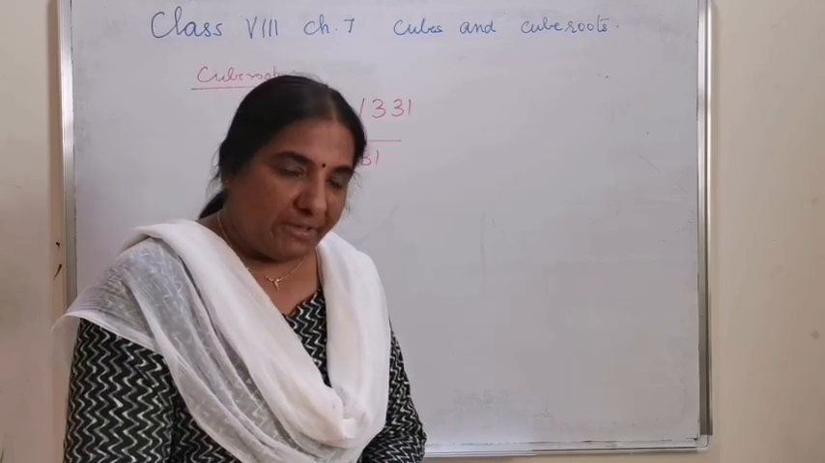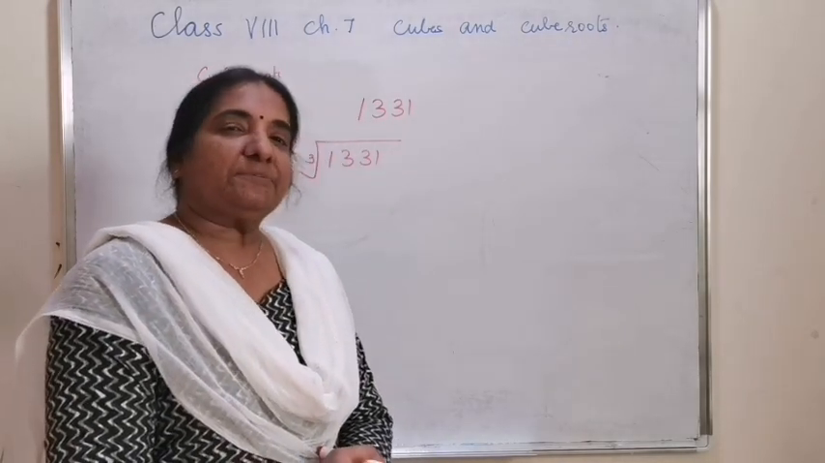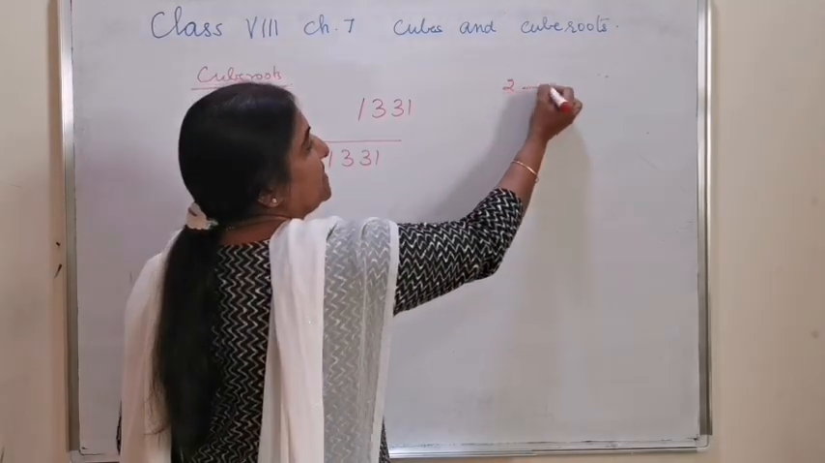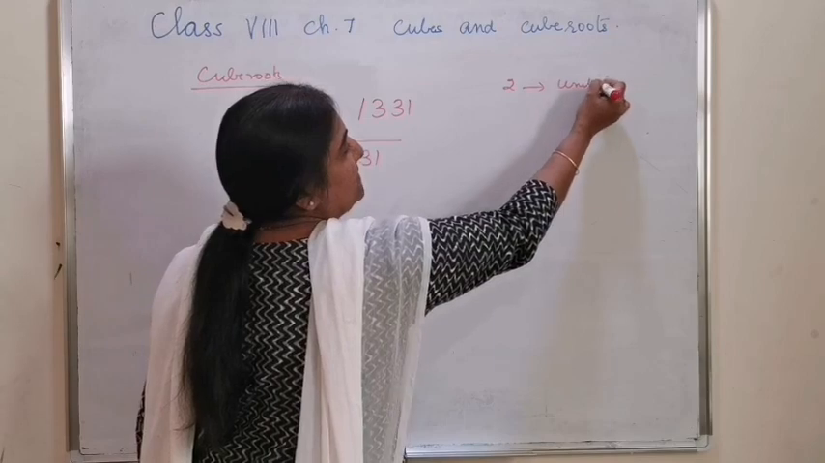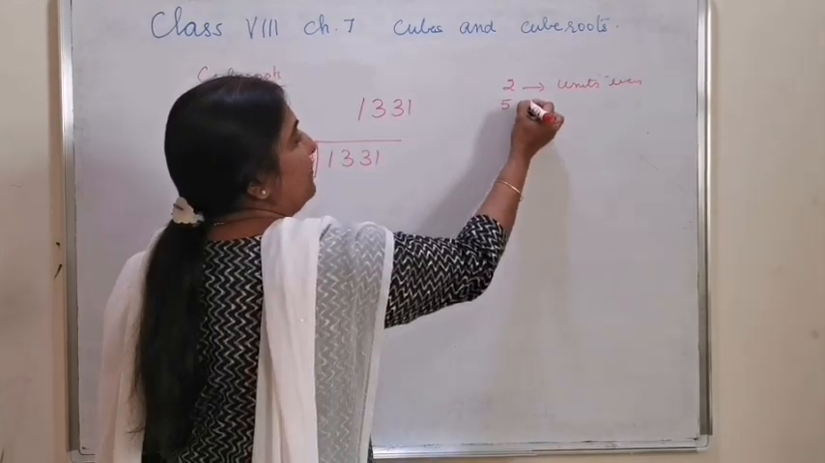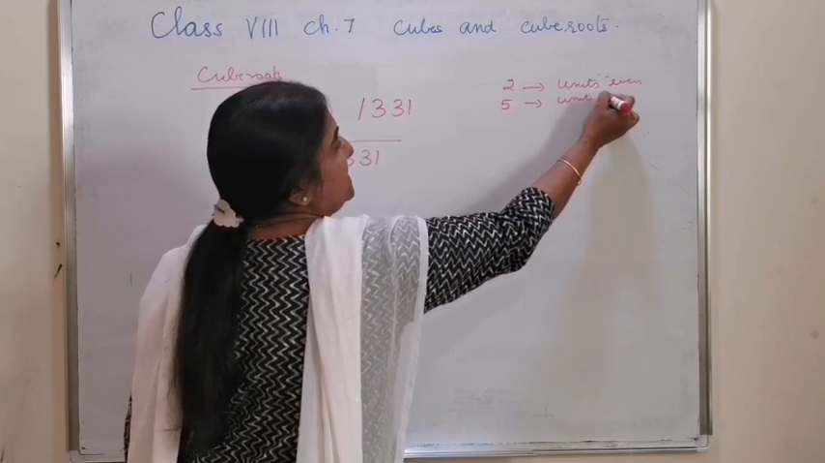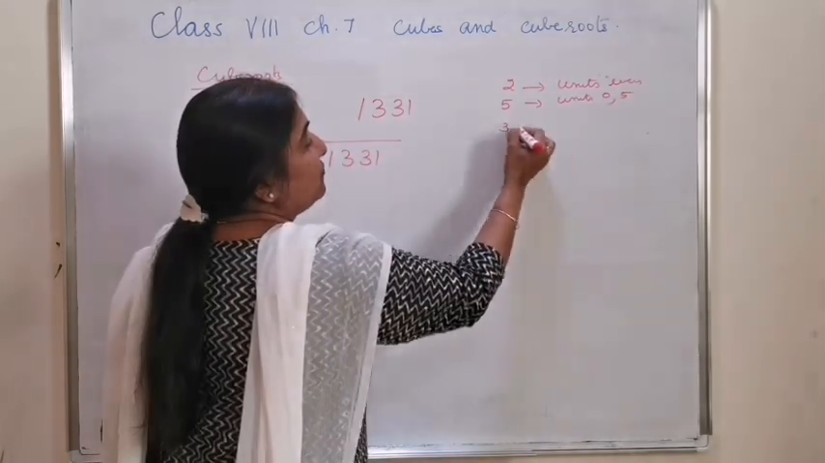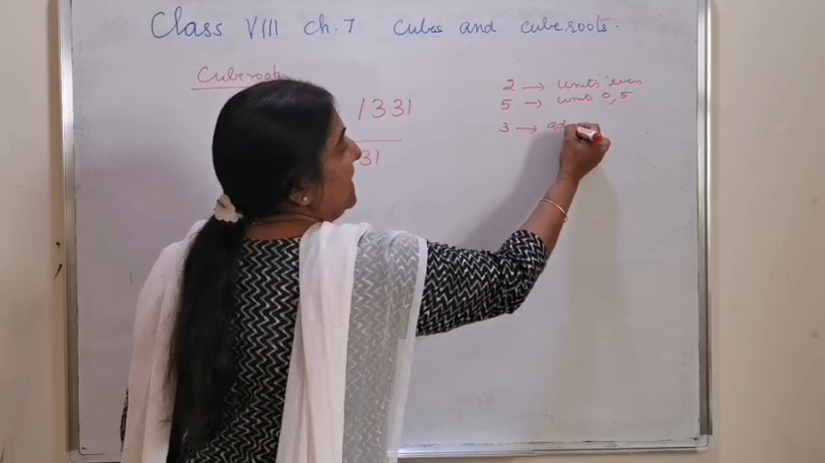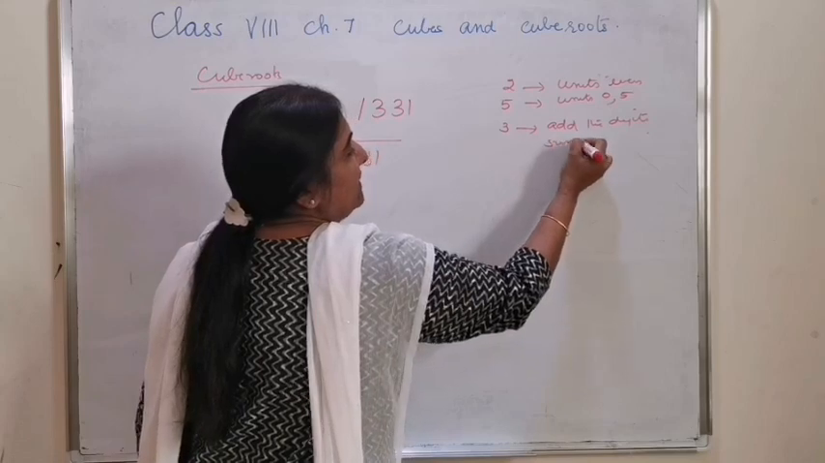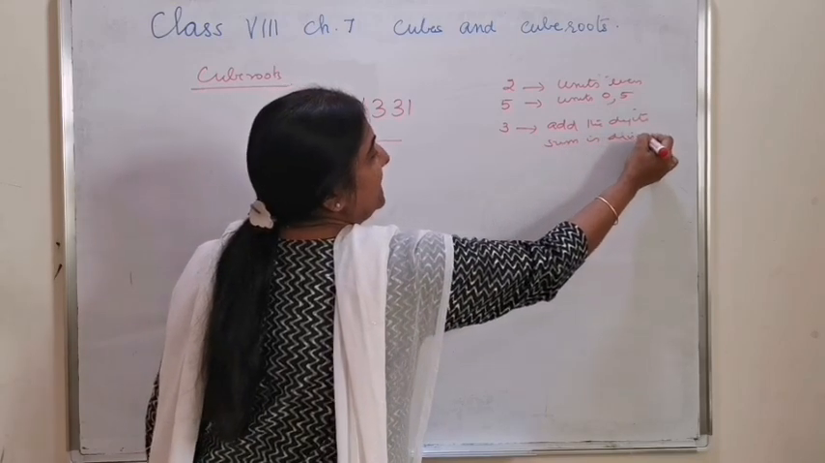And when you are doing prime factorization, let me explain the divisibility tests to make it simple. Divisibility test of 2 is that the units place is even. Divisibility test for 5, units place is 0 or 5. Divisibility test for 3 is to add the digits. The sum should be divisible by 3.